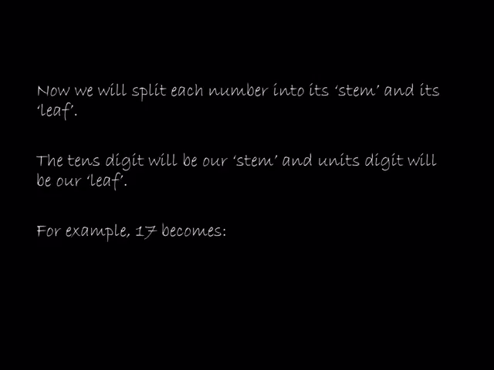Now we need to split each number into its stem and its leaf. The tens digit will be our stem and the units digit will be our leaf. So for example, the number 17, then the 1 becomes the stem, and the 7 becomes the leaf.